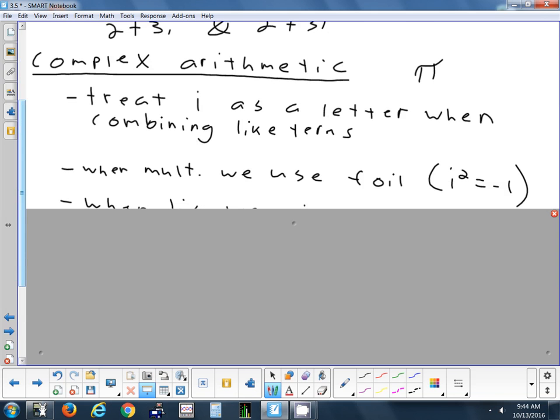When you multiply complex numbers, a lot of times i squared comes up because you end up doing the distributive property. You end up multiplying i's together. So anytime you multiply, use your distributive property. Some people call it FOIL.